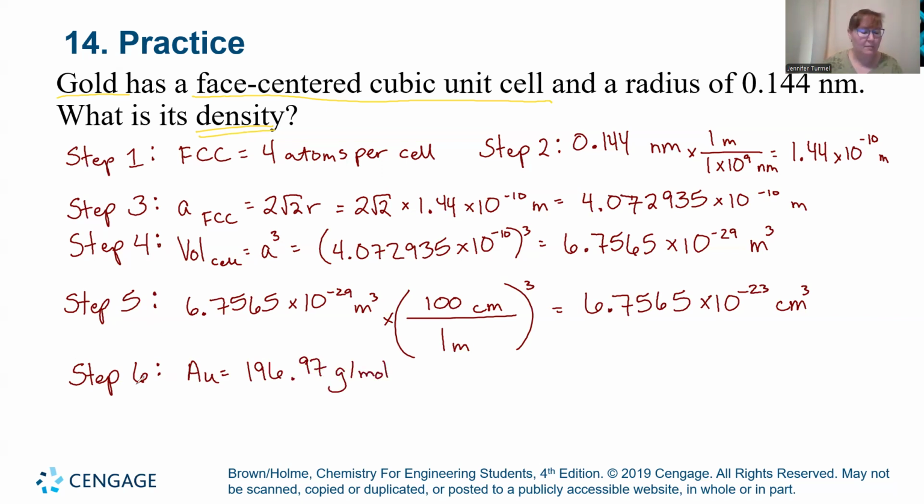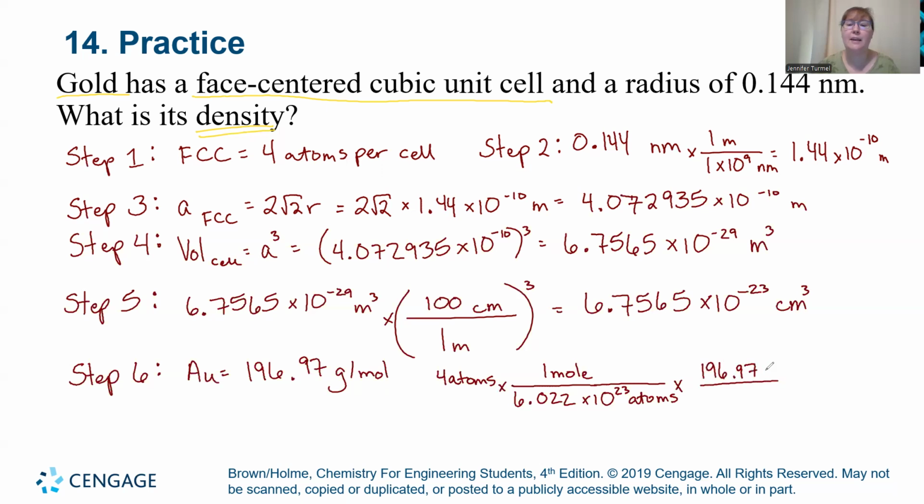And so now we'll find that mass by doing 4 atoms of gold times, now this is where we use Avogadro's number in this problem, 6.022 times 10 to the 23rd atoms per mole. And then our molar mass, which is 196.97 grams per mole. And you can see how everything cancels. And I will get a mass value of 1.3083 times 10 to the negative 21 grams.